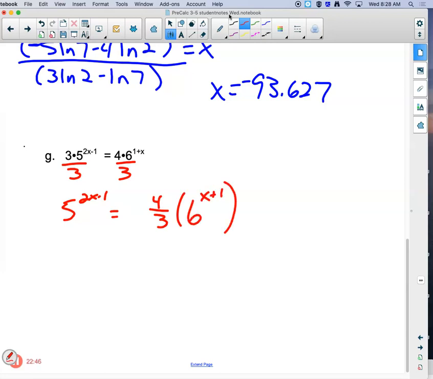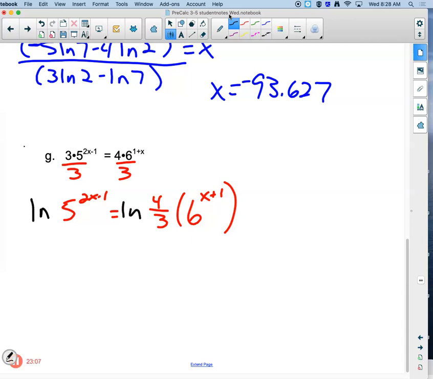I'm also going to change that 1 plus x to x plus 1 because that drives me nuts when those are backwards like that. So I've divided out the 3. And now I do have one of the bases isolated. And again, that's really important if we're going to be using natural logarithm. So I'll take natural log of both sides.